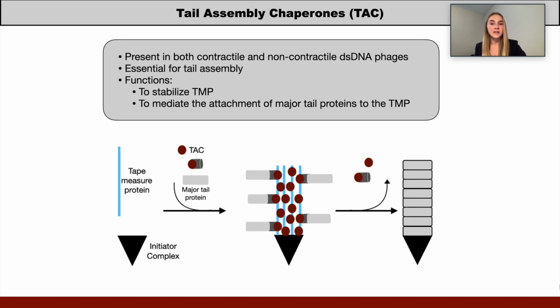The frameshifted protein, however, has an additional role, which is to bring the major tail protein into close proximity to the tape measure protein so that it is able to polymerize the tail. Once this polymerization begins, the tail assembly chaperones dissociate and are not part of the mature tail.